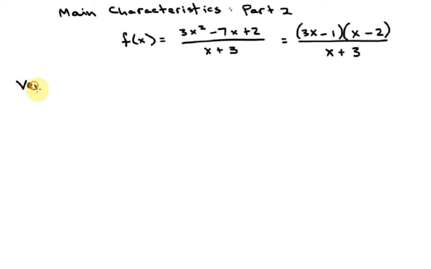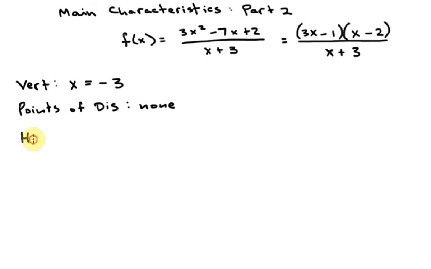So let's look at vertical asymptotes. Well, I can see the bottom, x plus 3, never canceled. So that's going to be a vertical asymptote at x equals negative 3. And points of discontinuity, well, just to make sure that it's clear that we did think about it, we've agreed there are none. Moving on, horizontal asymptotes.